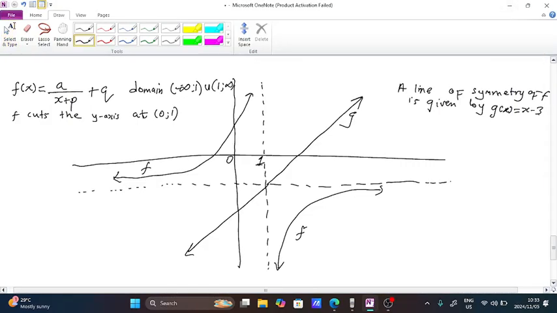Right? This is the graph that is given. We have the graph represented by f(x) = a/(x + p) + q, and it is giving the domain as negative infinity to 1 and 1 to positive infinity, meaning that this one here is not included. If it's not included, is it an asymptote? So here is an asymptote of x = 1. This is shown by that domain.